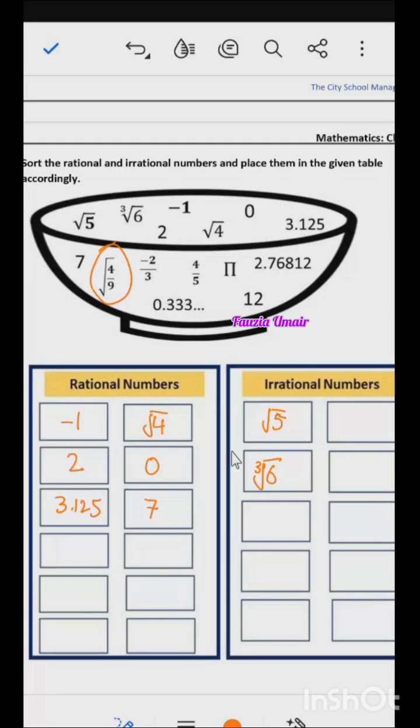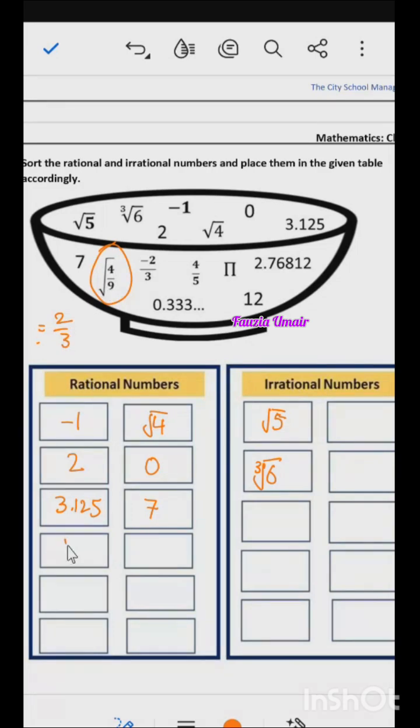Who else can tell? Is it irrational? Square root of 4 by 9. Ma'am, can I tell? Rational. Inaya, why is it rational? Because 4 divided by 9 is 0.4, which is simply 2 by 3. Square root of 4 is 2, square root of 9 is 3.